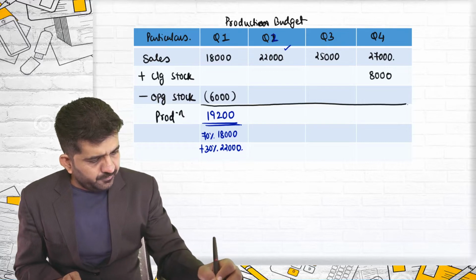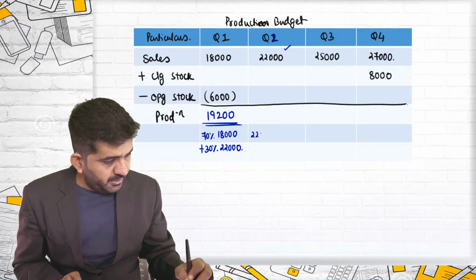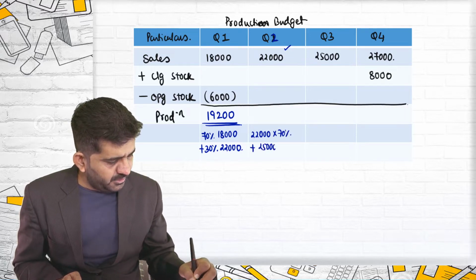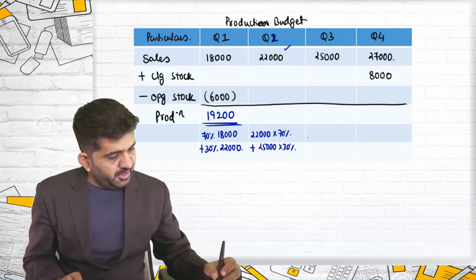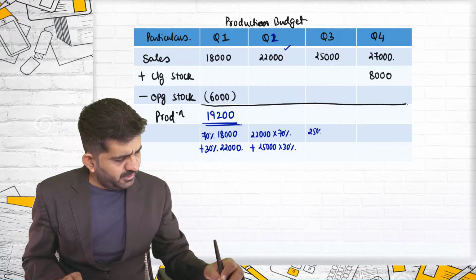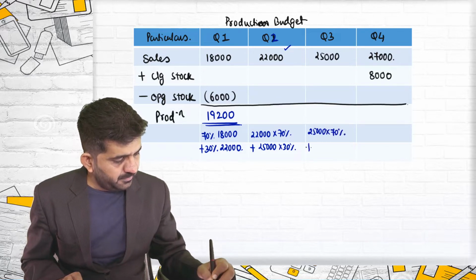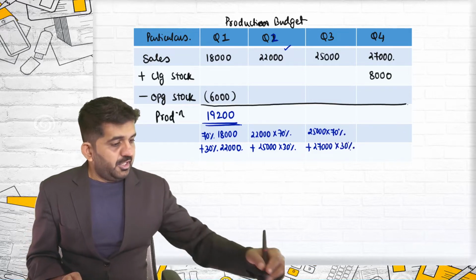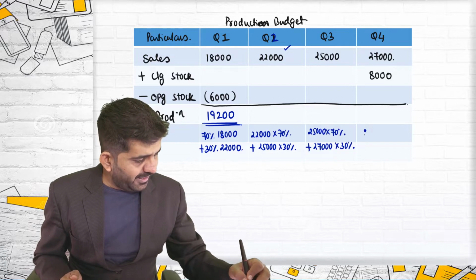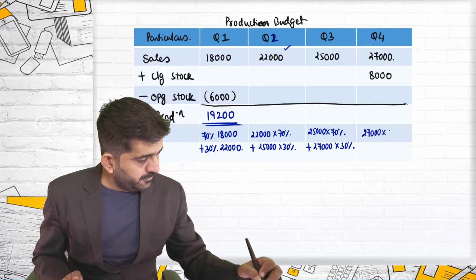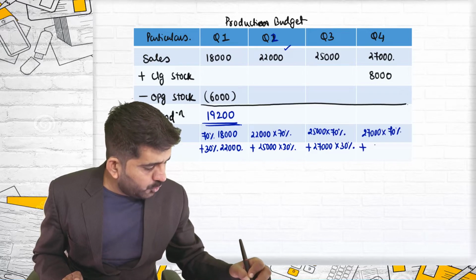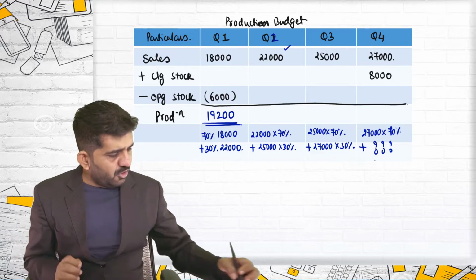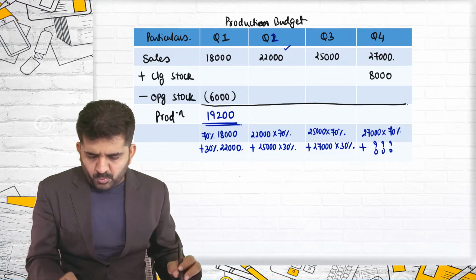Quarter 2, my production will be 22,000 into 70% plus 25,000 into 30%. In quarter 3, 25,000 into 70% plus 27,000 into 30%. In quarter 4, I cannot do it. Why? I can do 27,000 into 70%, but I don't know next quarter's sales, right? Because the year is ending. So I cannot find out for quarter 4, but for quarter 2 and 3, I can easily find out.